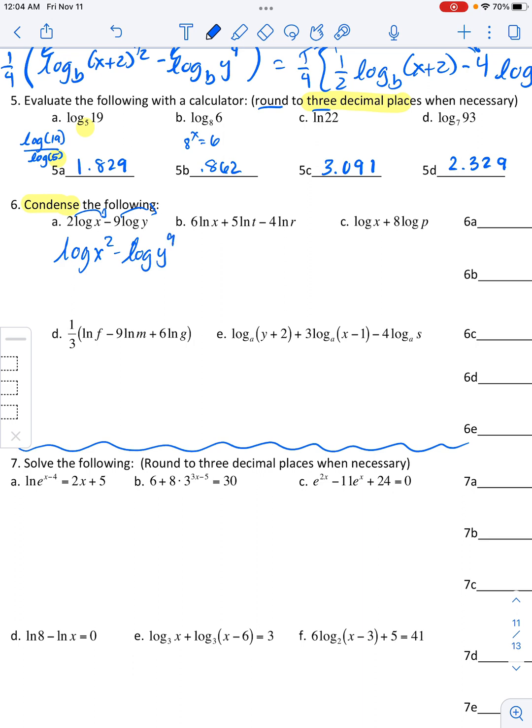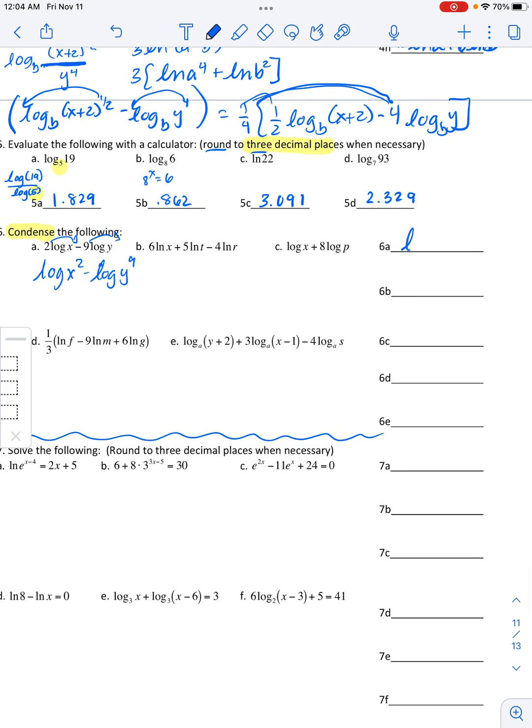So they're separated by subtraction. So when I write them together, I'll have log written one time with my x squared over y to the 9th. If you want to have parentheses, you can. You don't need to.